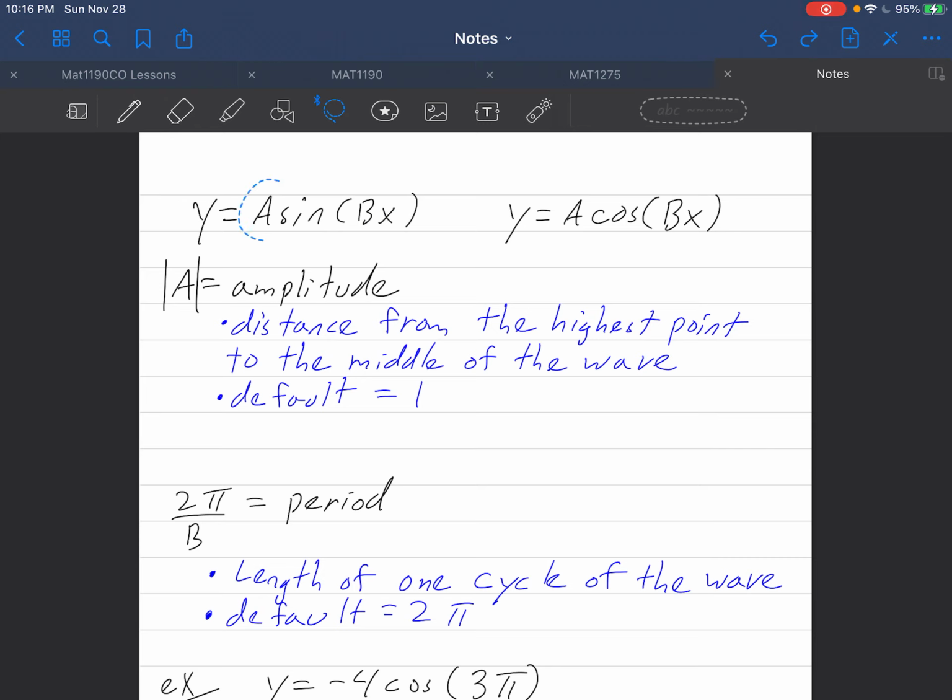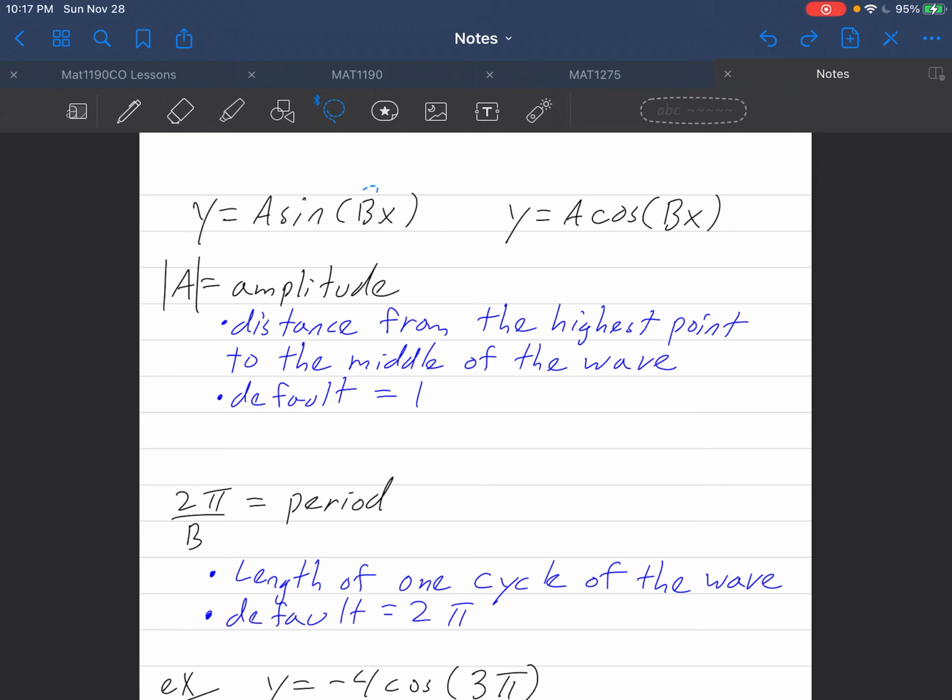This a is going to measure the amplitude of the graph. The amplitude is going to be the absolute value of this letter a, right? Remember, once again, the amplitude measures a distance, which means it always has to be positive. Regardless of whether a is negative or not, the amplitude is always a positive number, right? So it's the distance from the highest point down to the middle of the wave. And the default value, if you don't see anything here, is going to be equal to 1.